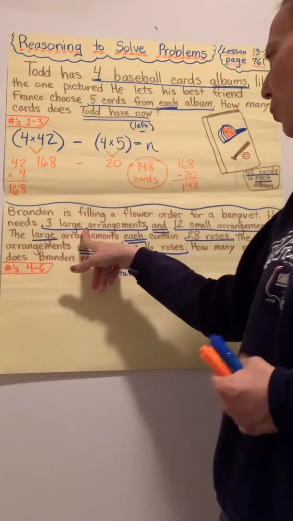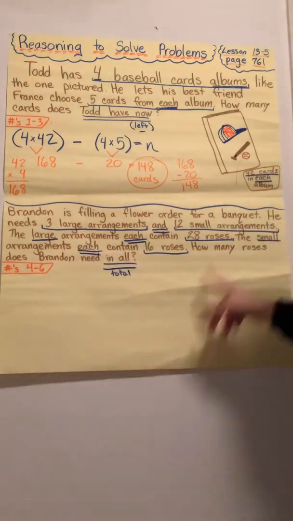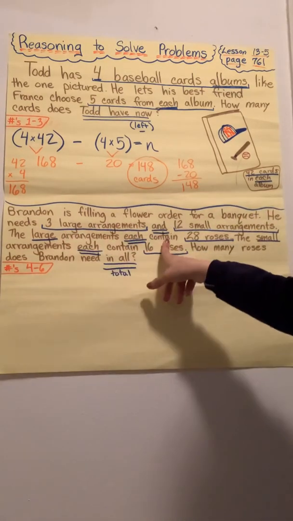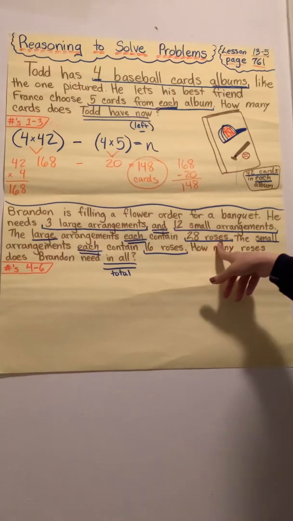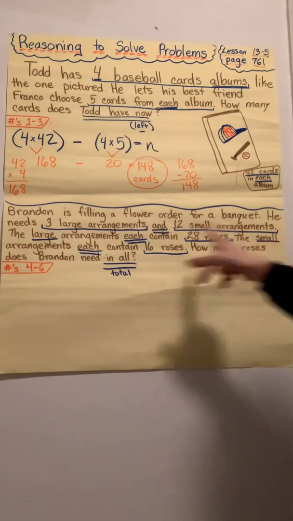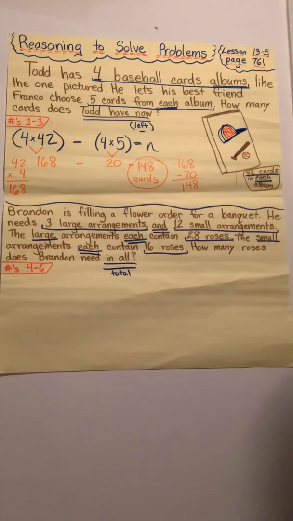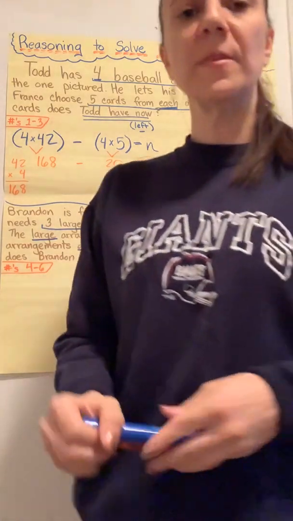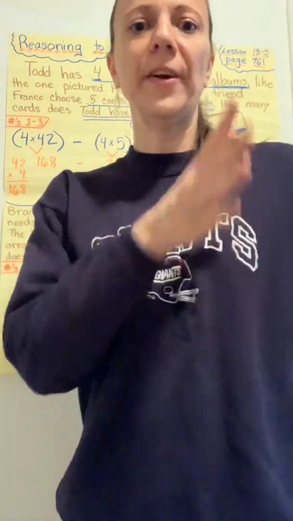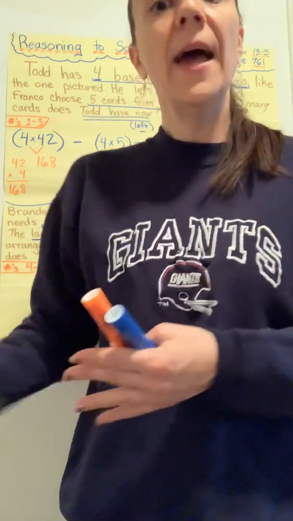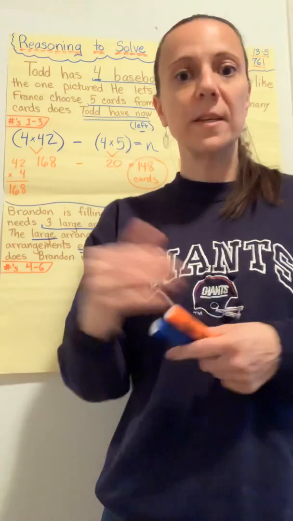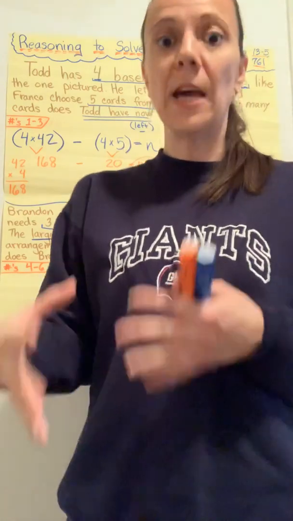Okay, so I have 3 large arrangements. I have 12 small arrangements. I know how many flowers are in each large arrangement, 28, and I know how many flowers are in each small arrangement, 16. And I want to know the big total, okay? So it seems to me like I have 2 different things I'm talking about here. I have large and I have small. And I know the number of flowers in each of those different types. So what seems to make sense to me is to put the types together.